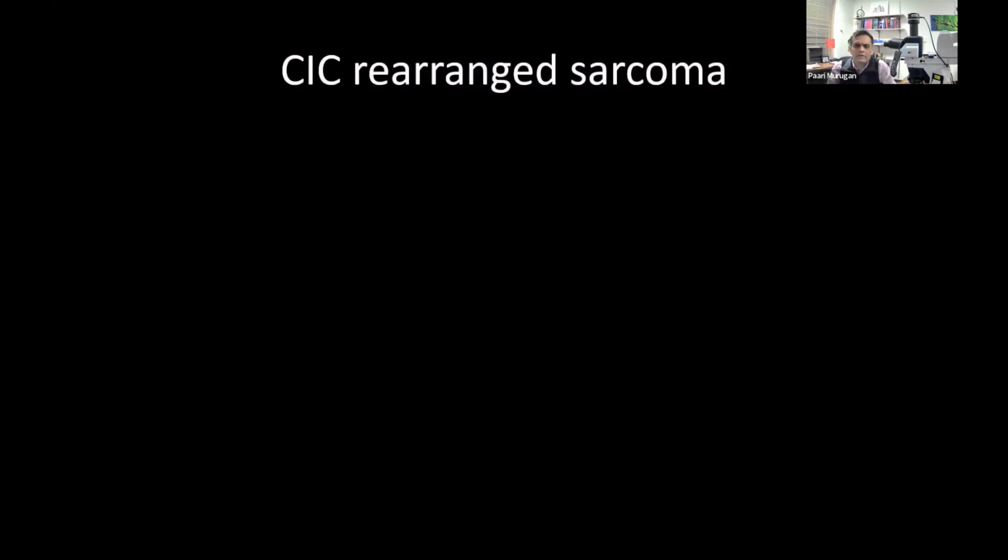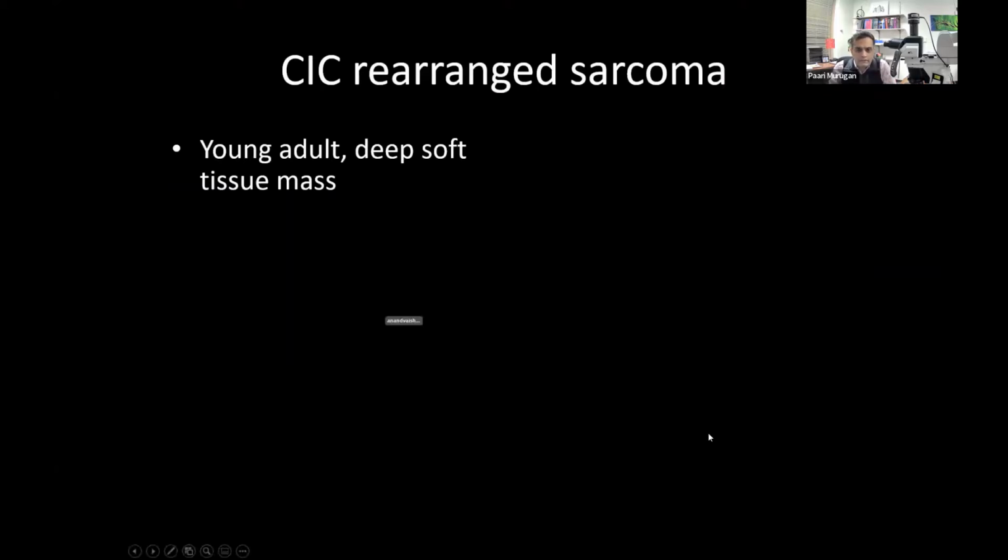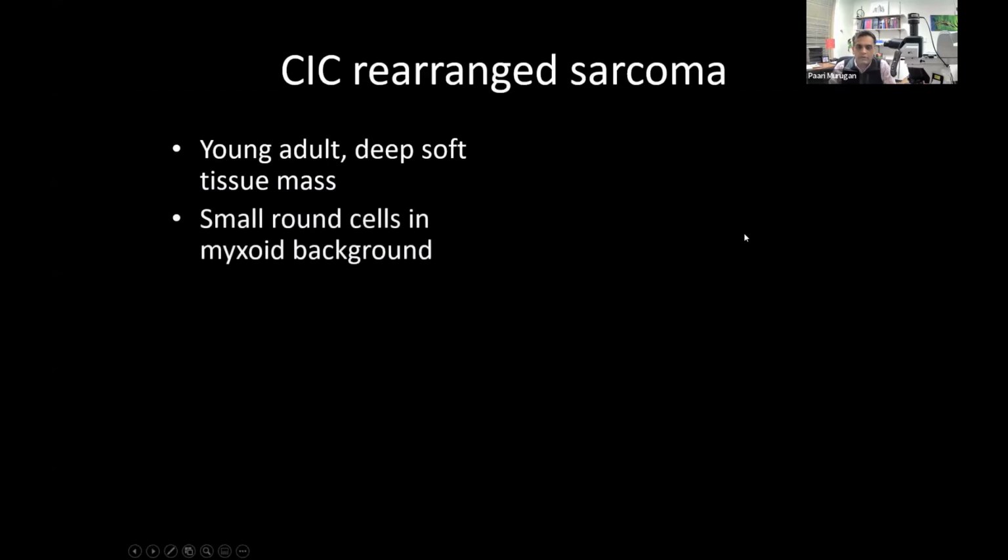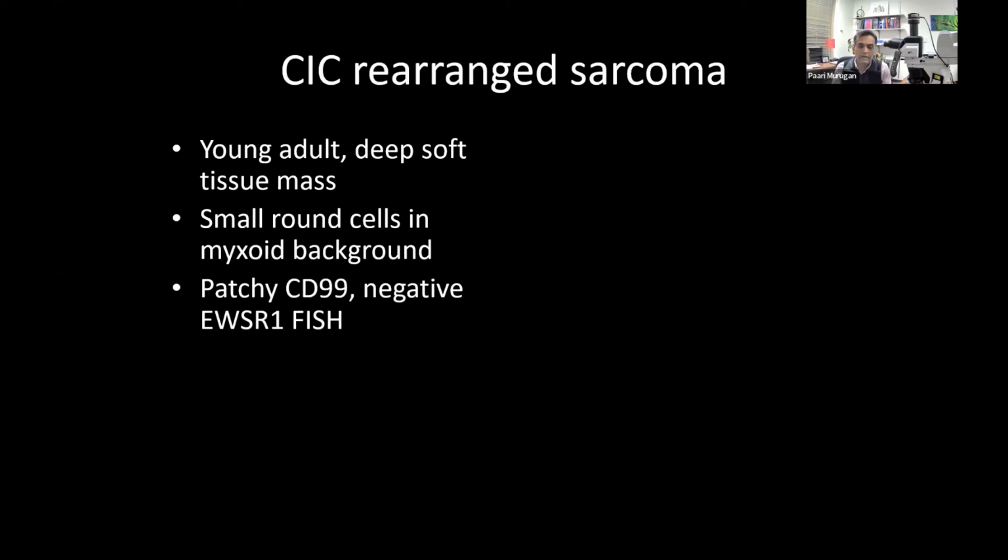So in summary, what do we need to know about CIC rearranged sarcoma? It is typically a Ewing-like sarcoma that occurs in young adults in the deep soft tissue. And the myxoid background is an important feature here. And it obviously has small round blue cells. And the CD99 is going to be patchy. And by default, it's going to be negative for EWSR1 FISH.